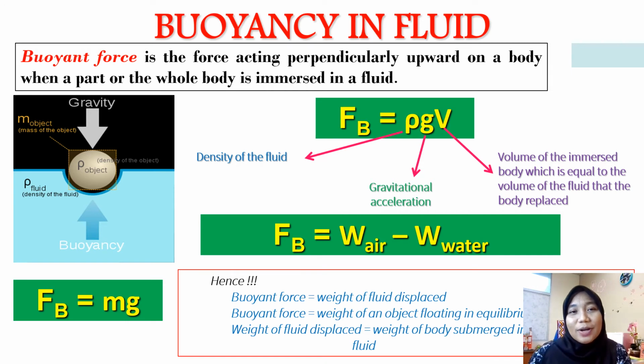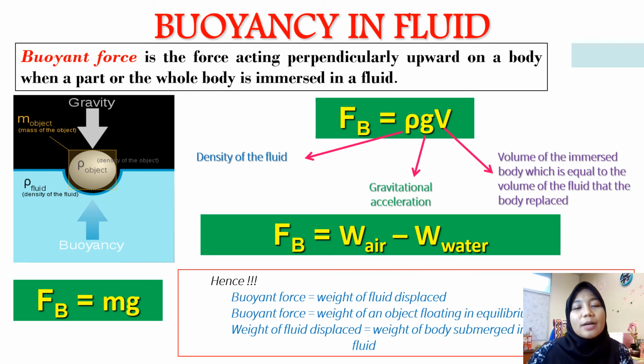Last but not least, we learn about buoyancy in the fluid. What is a buoyant force? Buoyant force is the force acting perpendicularly upward on the body when a part of or the whole body is immersed in the fluid. There are 3 equations. It's very important for you to know these to solve problems regarding buoyancy, to find the buoyant force. FB, the buoyant force, is equal to rho times g times V. Rho refers to the density of the fluid, g is the gravitational acceleration, and V is the volume of the immersed body, which is equal to the volume of the fluid that the body replaces.